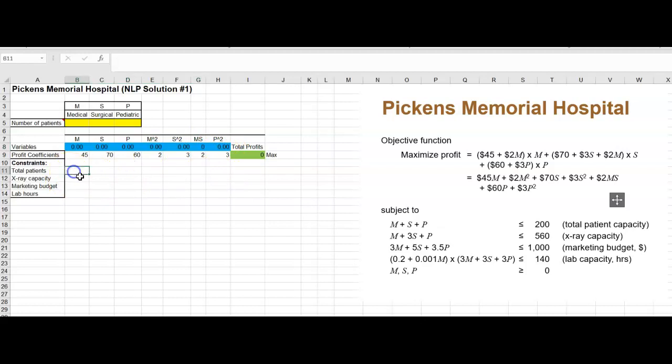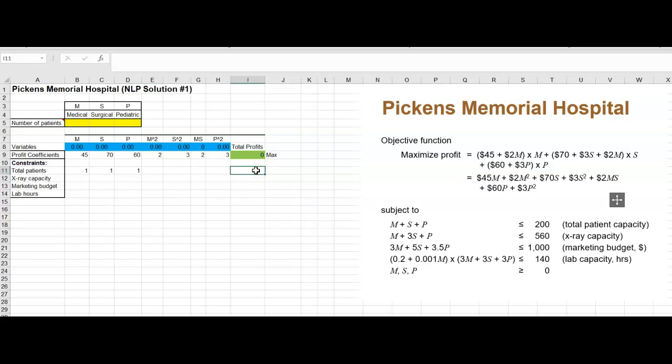Next, we're going to add each of our constraints one by one. The first constraint is the total patient capacity constraint, and the left-hand side of the equation is 1m plus 1s plus 1p. So the coefficients for m is given in this row, in this column B here. So I'll put a 1 under that, 1 under s, and 1 under p. The rest of these terms are not a part of this constraint, so I will just leave them blank, or you can put zeros here, it doesn't matter.